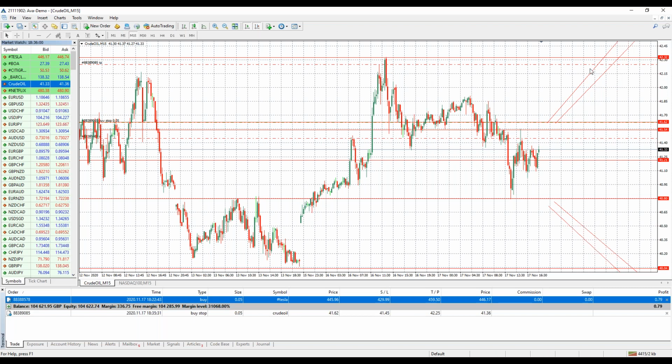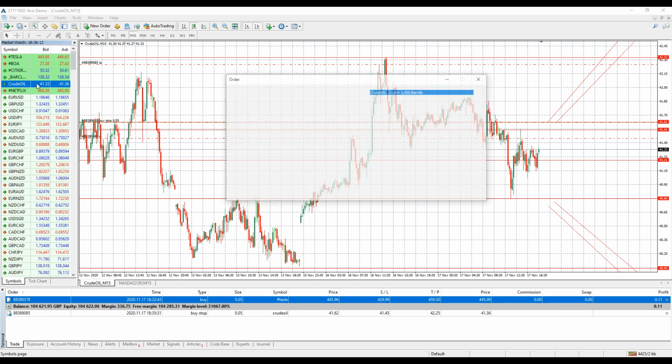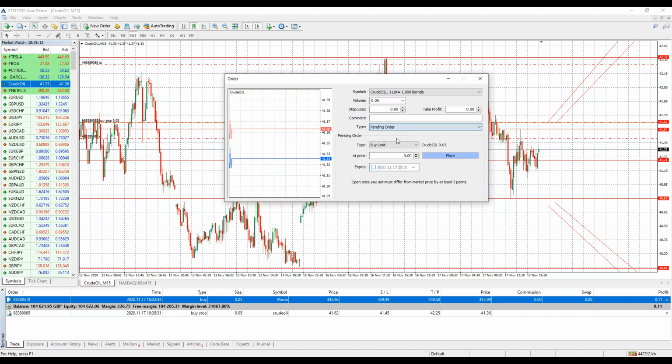And that's about 4 times potential profit compared to risk. I only need to be right 33% of the time, and I'm profiting. Not so hard to do. And then I could do a sell stop down here. Same thing. Crude oil, switch to pending order, sell stop, entry price 40 point, let's say 7 as an example.